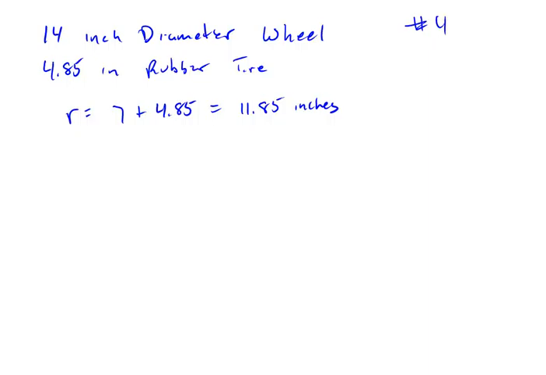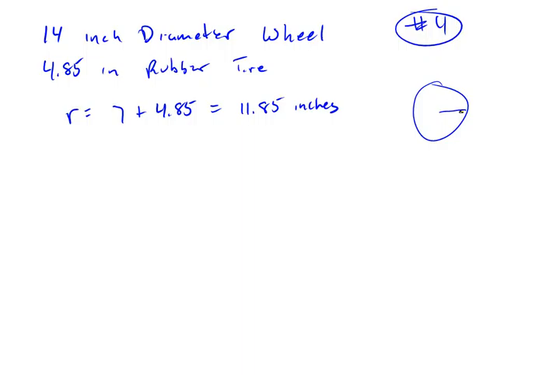All right, I want to take a look at number 4 in the practice problems for linear and angular speed. So number 4 here. You're told you've got 14-inch diameter wheels and a 4.85-inch rubber tire on top of that. So the total radius: the 14 is the diameter, so 7 would be the radius, plus the 4.85. The radius of your wheel and tire together is 11.85.